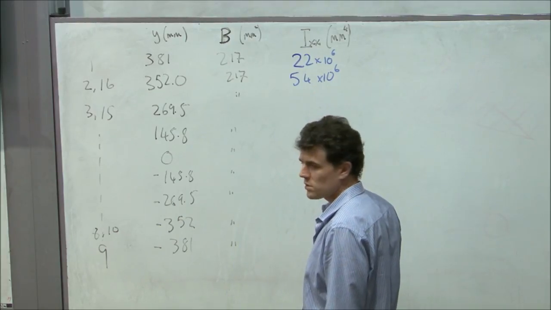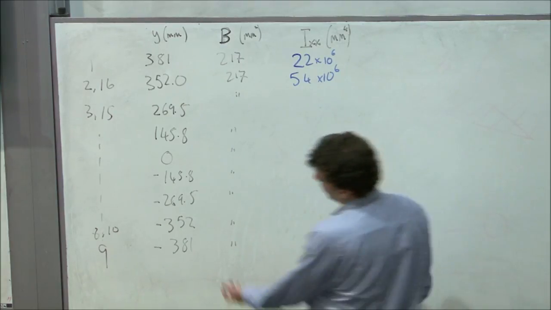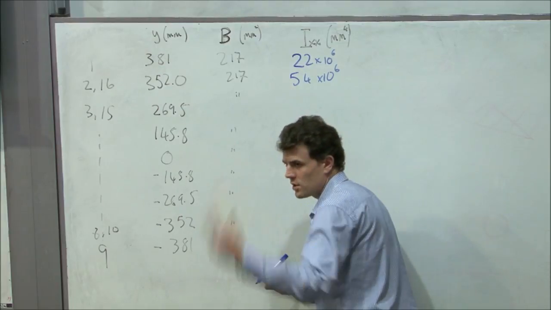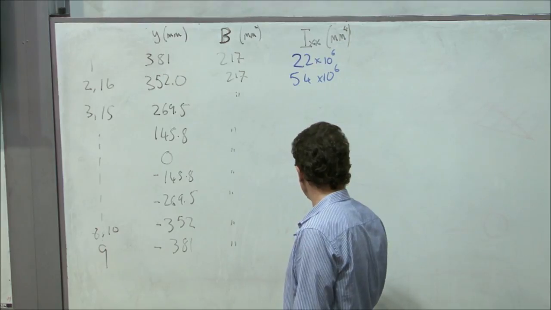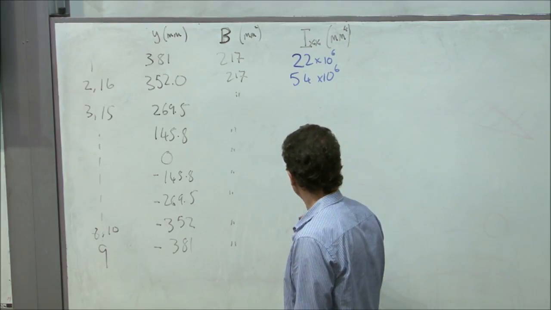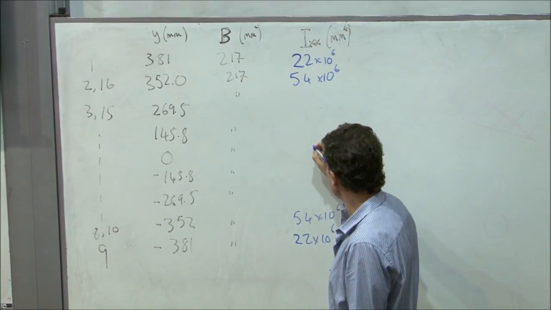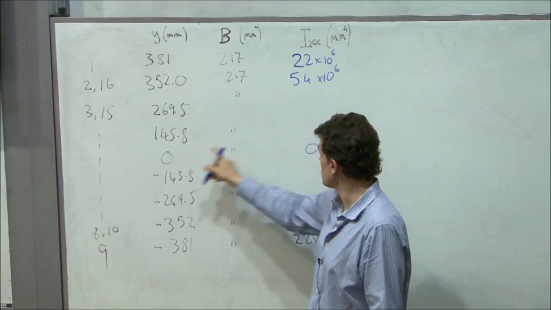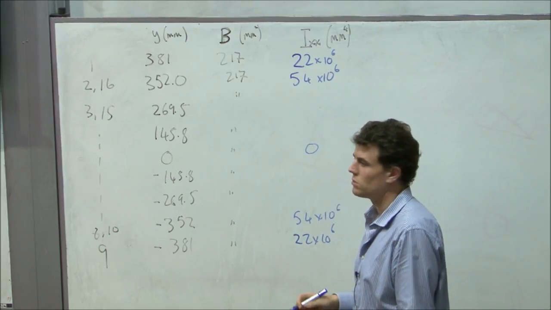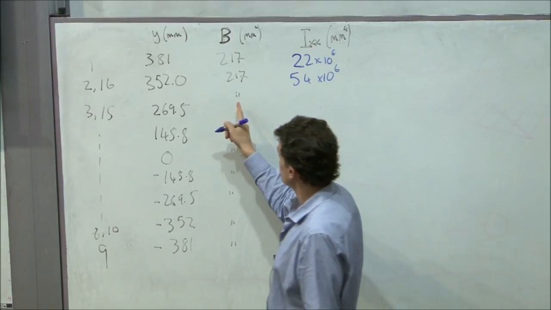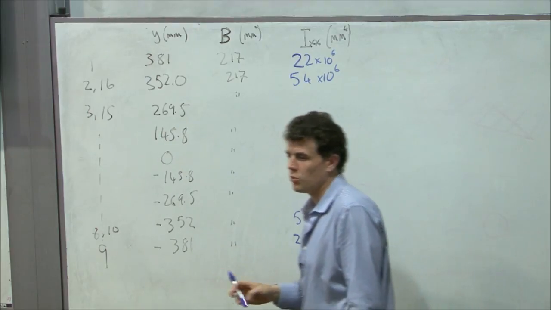Now the bottom ones should be the same as the top ones because when we square, the negative sign disappears. So we should have 31.5 by 10 to the 6 down the bottom, and 54 by 10 to the 6, and the middle one's going to be 0 because its y is 0. So we've only got to calculate 2 more, and then we've got the whole table filled out. So let's do that. 2 times 217 times 269.5 squared.